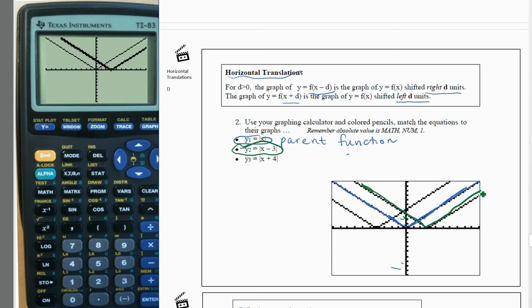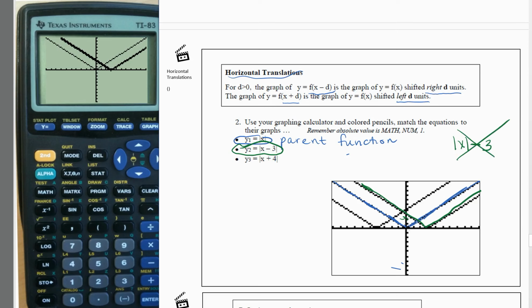Now this is different than the vertical translations we talked about. If we had done absolute value of x, and then at the end, after the absolute value, subtracted 3, that would have moved it down, but that's not what we're talking about. We're talking about being inside the absolute value.